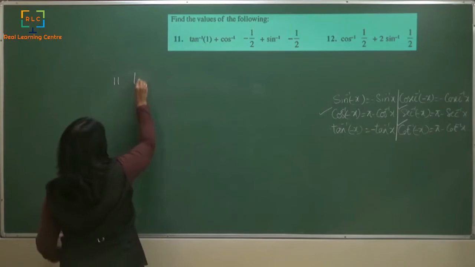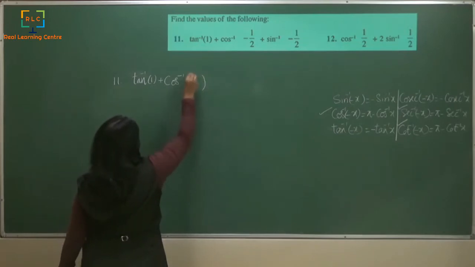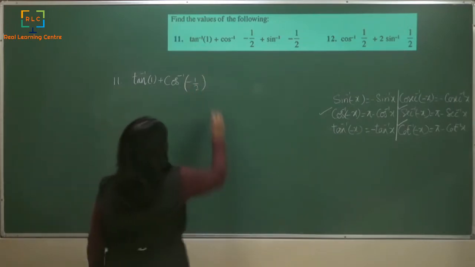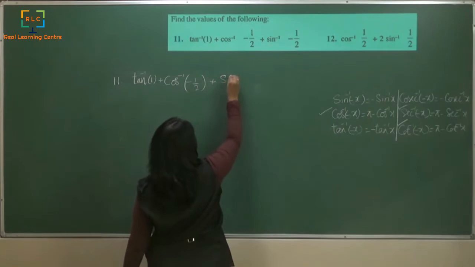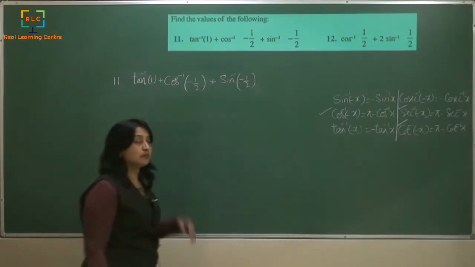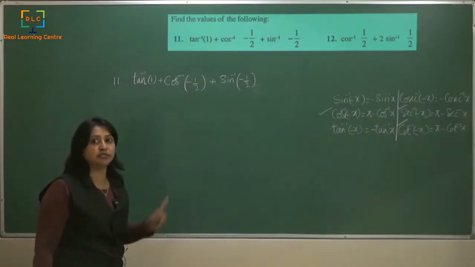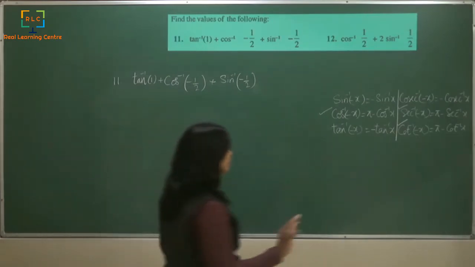Tan inverse 1 plus cos inverse of minus 1 by 2 plus sine inverse of minus 1 by 2. Cos inverse of minus 1 by 2 plus sine inverse of 1 by 2, it is based on the theorem, the pi by 2 theorem.